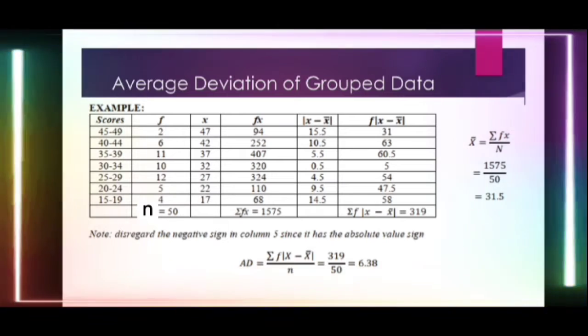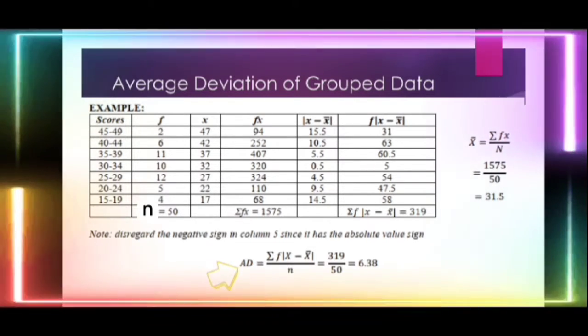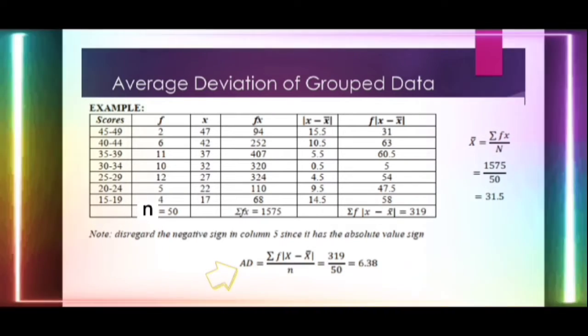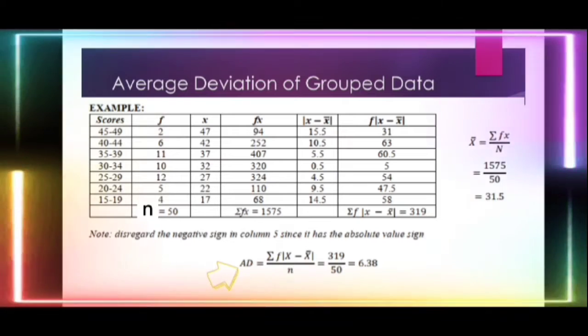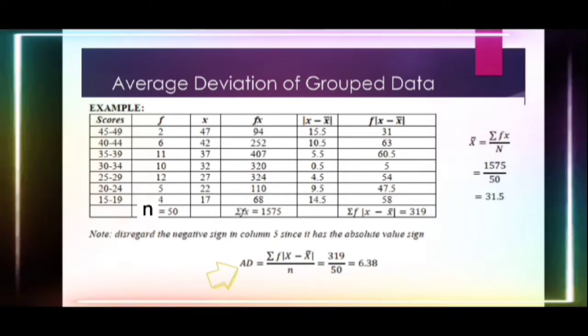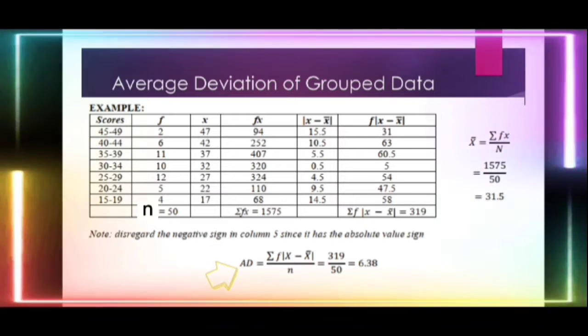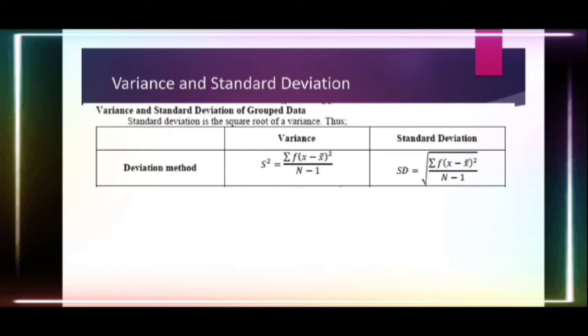Now that we're done with our table, we can now solve for the average deviation, and that is the sum of the product of the frequency and the absolute difference divided by n, and that is 319 divided by 50. So our average deviation is equal to 6.38. Now let's have variance and standard deviation.